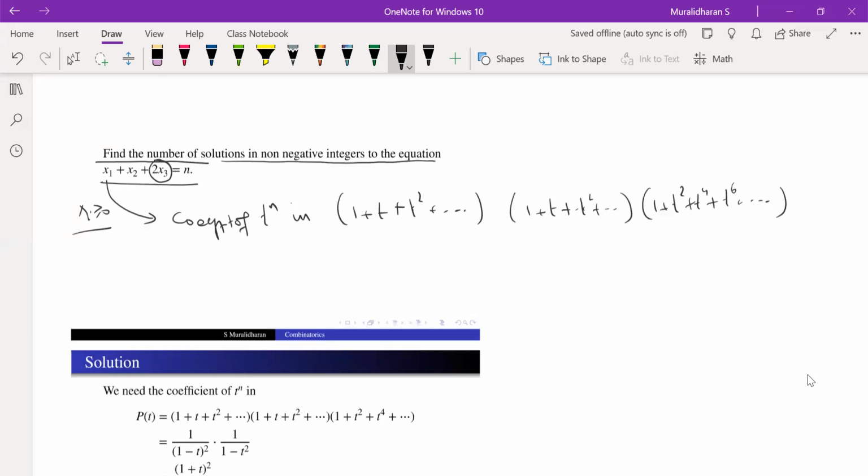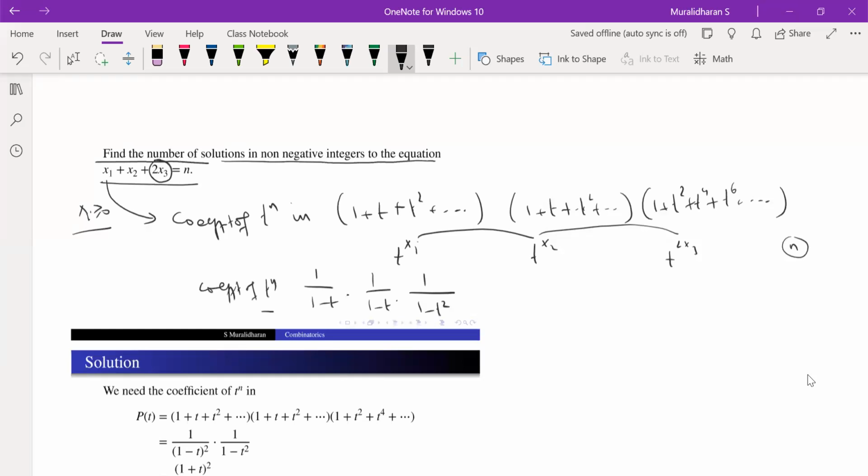So I have 1 plus t square plus t power 4. So if I take t power x1 here and then t power x2 here and t power 2x3 here, whenever I have x1 plus x2 plus 2x3 is n, I will get a coefficient t power n. Correct? That's what it is. So now this is 1 by 1 minus t. This is 1 by 1 minus t. This is 1 by 1 minus t square. So I want the coefficient of t power n in this.